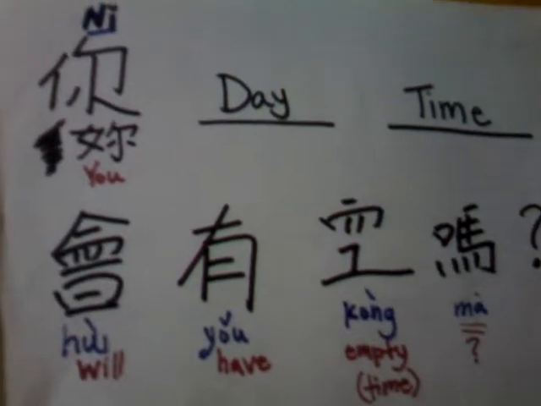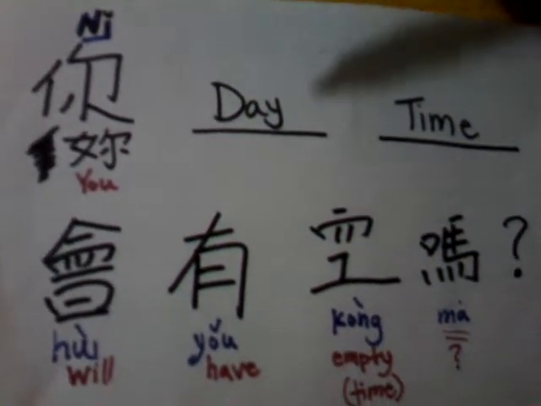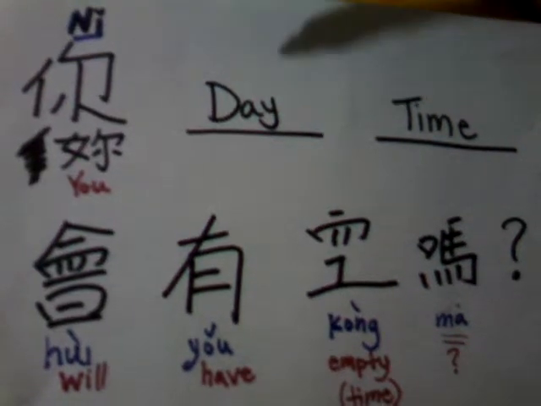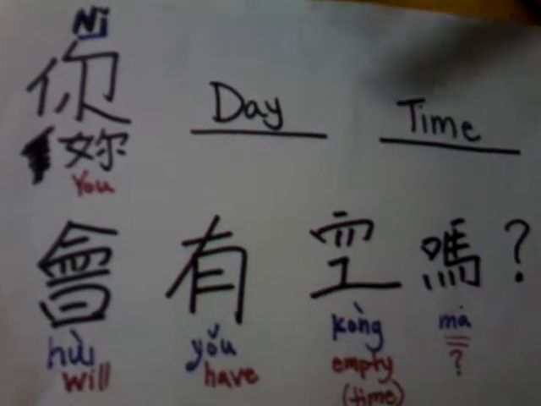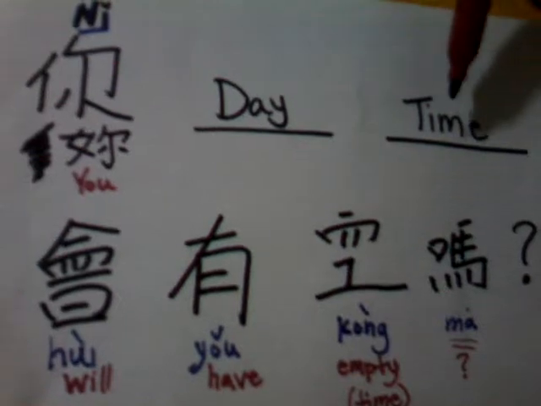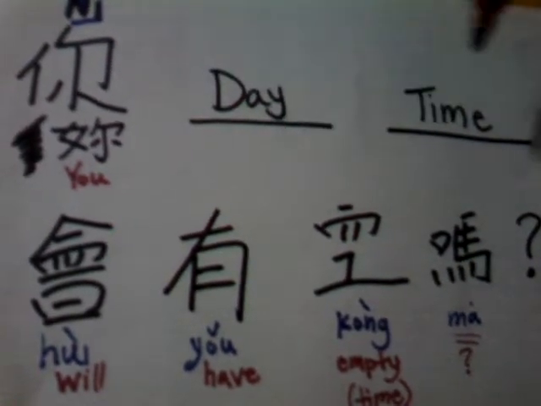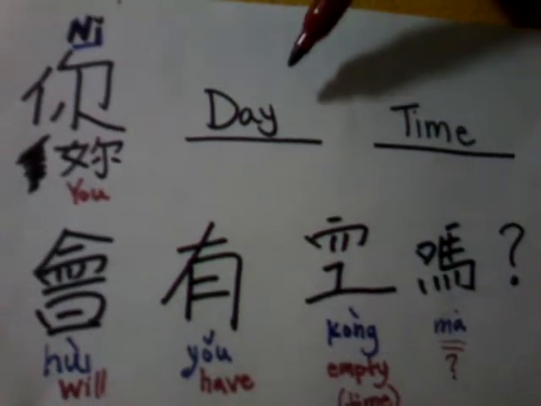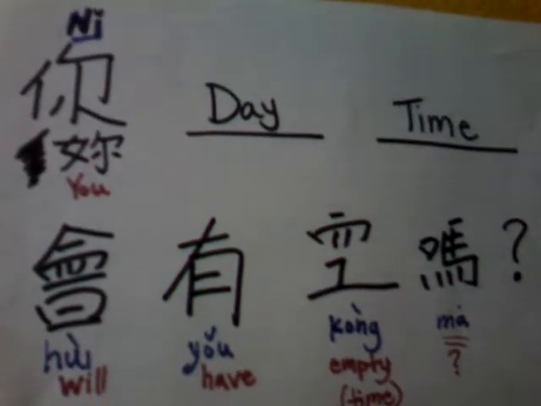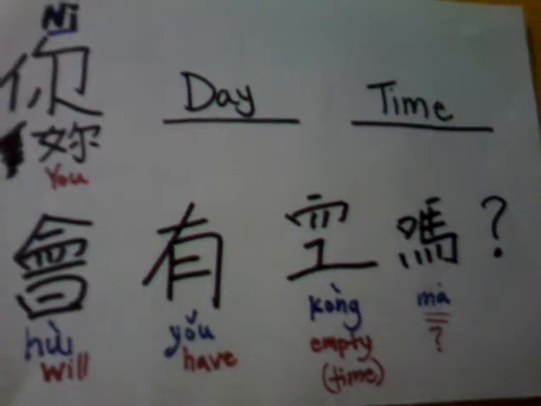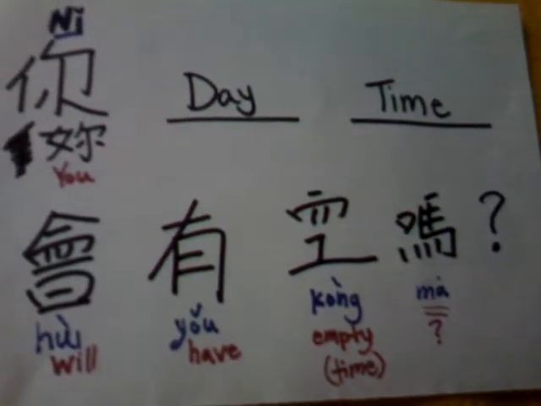So we'll say this one more time. This is 你, and then you can say 你 7 o'clock tomorrow. I'm sorry, 你 tomorrow 7 o'clock, 会有空吗? And this is the grammar thing too. You do the day and then the time. 你 tomorrow, 7 o'clock, 会有空吗? So practice that, and next video we'll talk about how to say the day and the time.